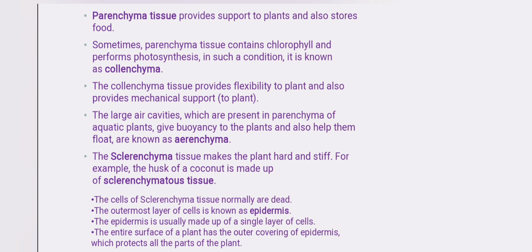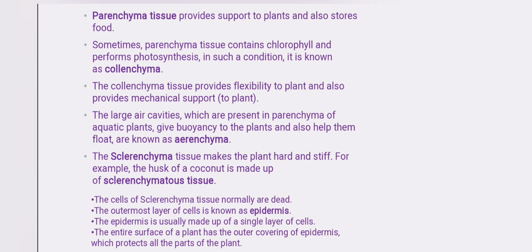In such condition, it is known as chlorenchyma. Then the collenchyma tissue provides flexibility to the plant and also provides mechanical support. Mechanical support means it protects the plant from external damage.